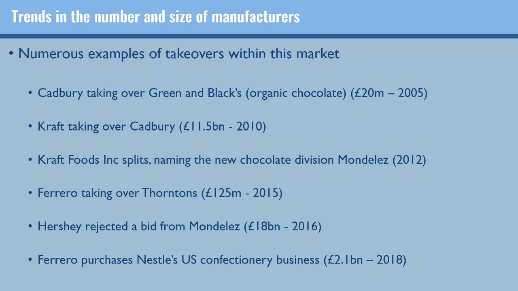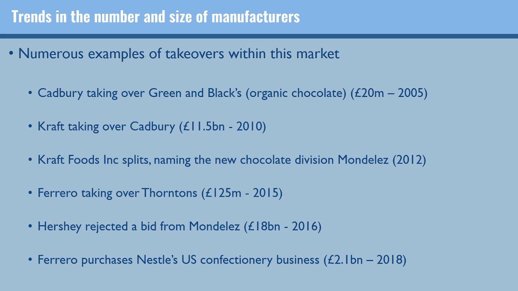Kraft Foods split 2 years later, and the new division of Kraft that looked after Cadbury's was named Mondelez. So Kraft did other things as well. They split it because they weren't having a particularly good year for profits. They were under quite a lot of pressure, so they split their operations to try and allow both functions of the business to work a little bit more independently. Ferrero took over Thornton's in 2015 with a £125 million takeover.